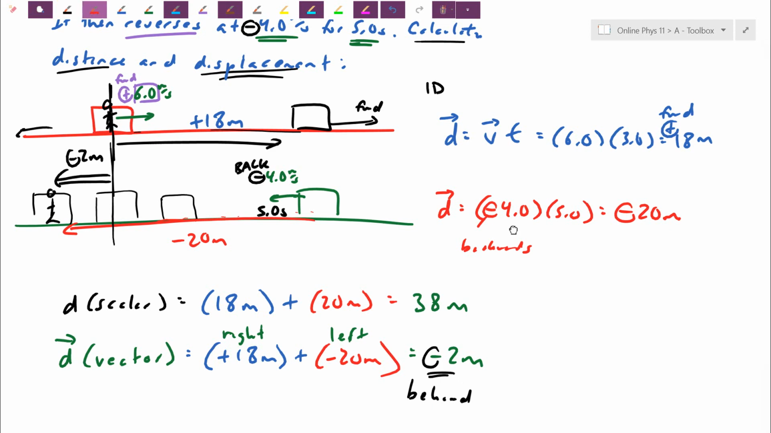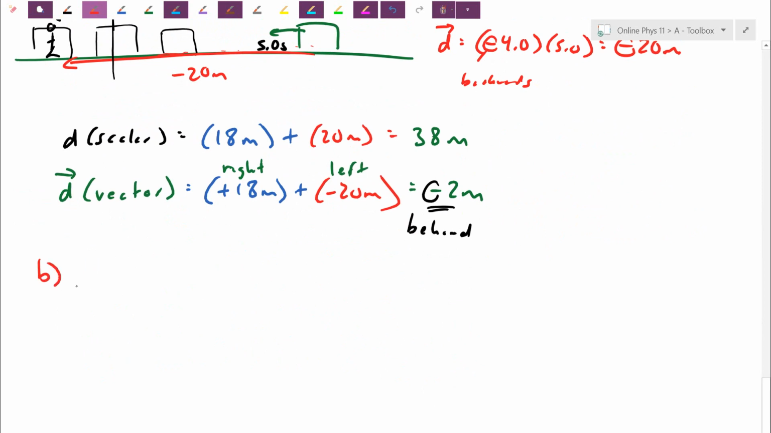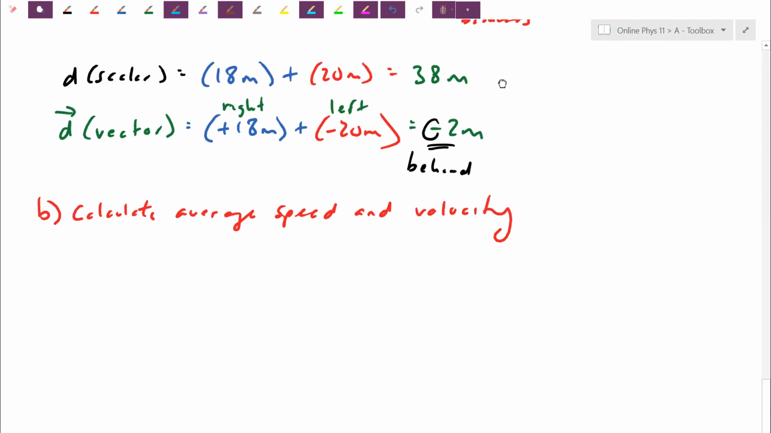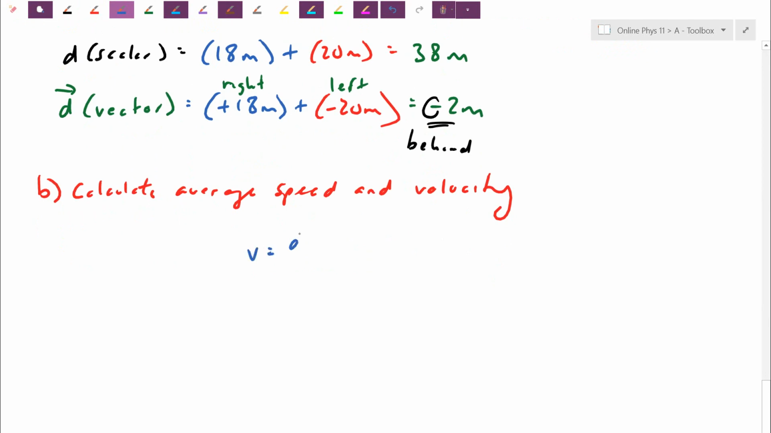With that, it's fairly easy then. Let's say part B of the question. We can calculate the average speed and the average velocity. We go straight from the definitions here. Speed is the scalar, distance over time. Velocity is a vector, displacement over time. These would be the same if there's no change in direction, but definitely there is a change in direction this time. We're just going to do a quick division here.